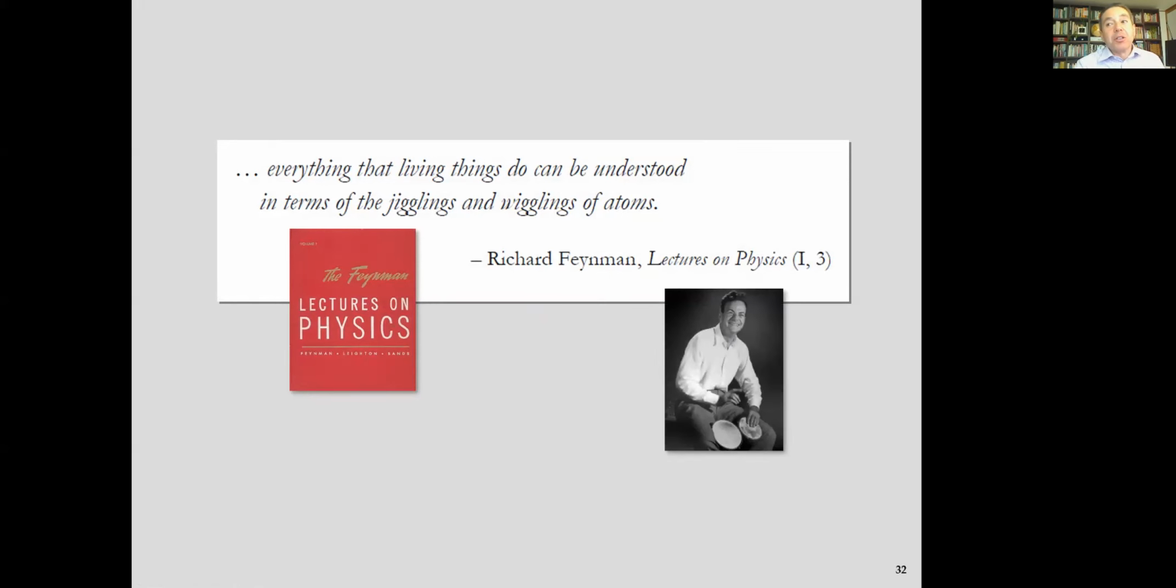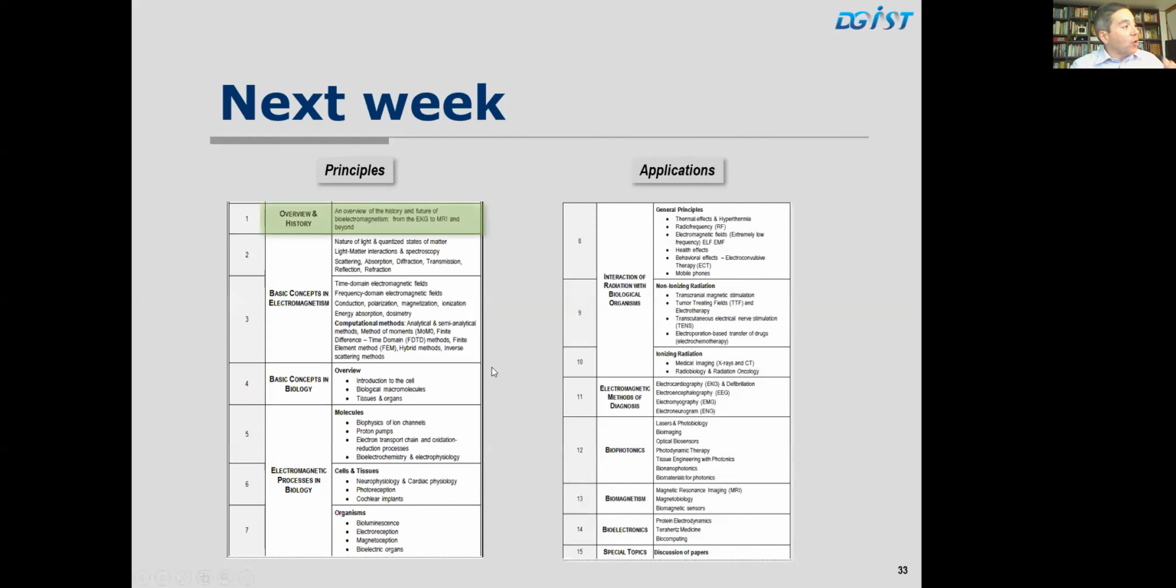So I want to end with a closing thought. Richard Feynman is a famous physicist, and he wrote that everything that living things do can be understood in terms of the jigglings and wigglings of atoms. So these atoms and molecules are vibrating, but as I mentioned, vibrating charges, by virtue of Maxwell's laws that we started with, will create electromagnetic radiation. And we also know that that electromagnetic radiation can interact with those charges through absorption, emission, Stokes emission, anti-Stokes emission, all those principles we talked about. So bioelectromagnetism is a powerful way, and an even more powerful way, of understanding the basic functioning of life.